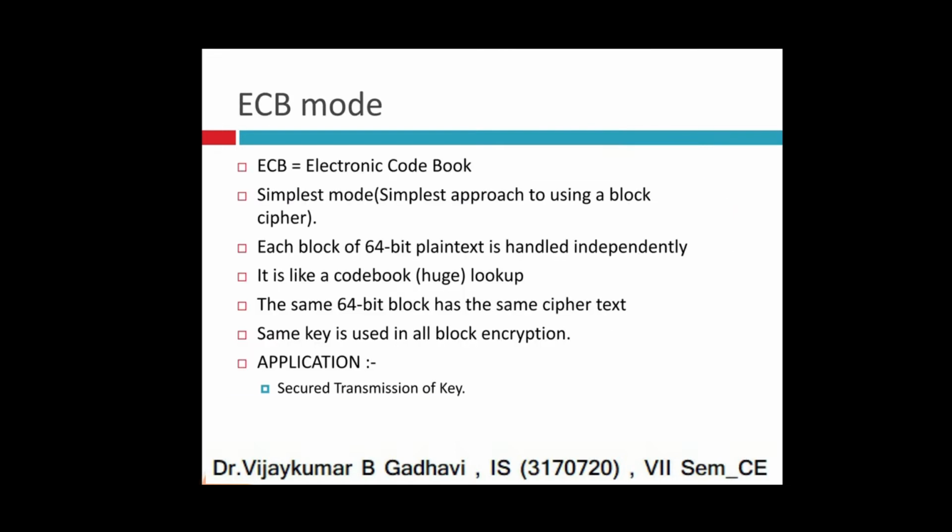ECB mode, ECB, that means electronic codebook, is the simplest mode because it is the straightforward approach to using a block cipher. Each block of 64 bits is handled independently. We also studied this in unit number 2 in the DES algorithm, where 64 bits, of which 8 bits are considered parity bits. It is like a codebook, using lookup.